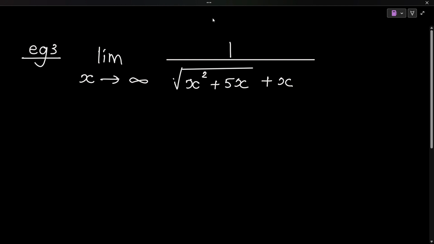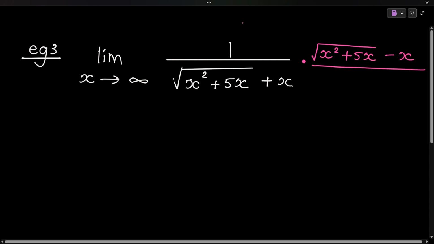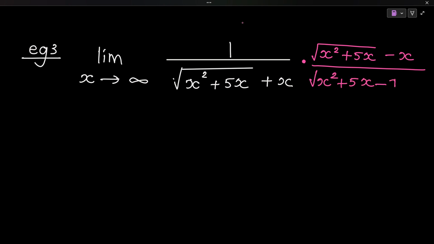So our first step is going to be for us to rationalize. Now, just bear in mind that since the surd appears in the denominator, after we rationalize, the surd will now appear in the numerator. So we're going to have the square root of x squared plus 5x minus x all over the square root of x squared plus 5x minus x.